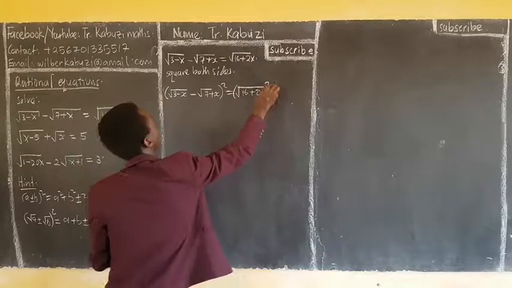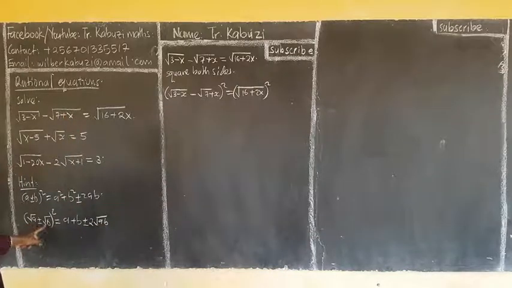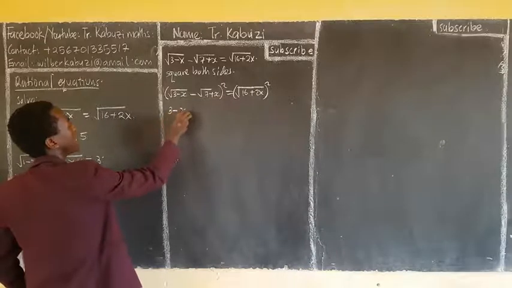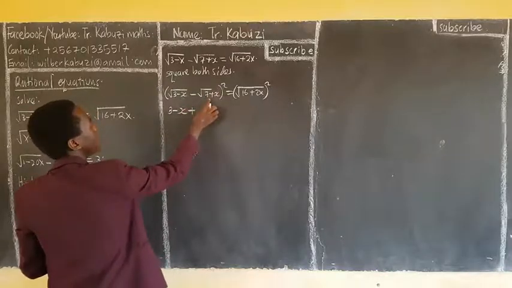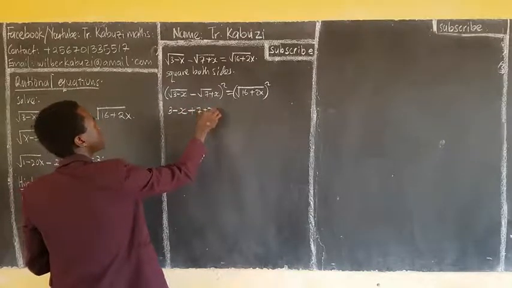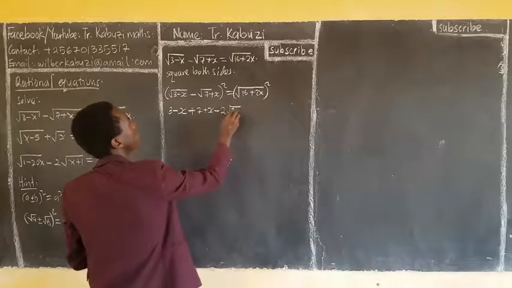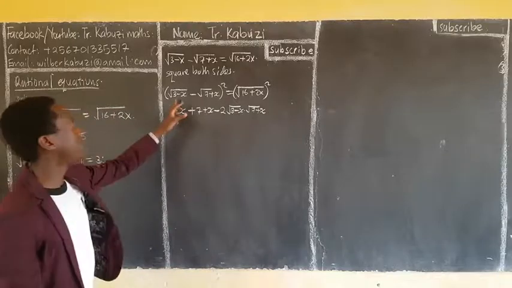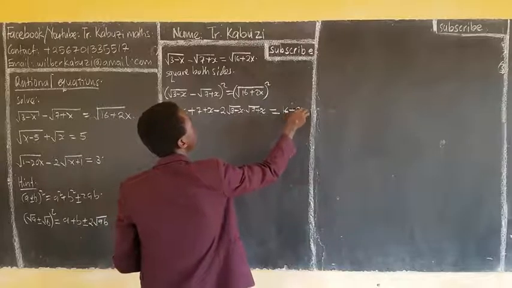So I square both sides. If I square both sides now, you see that the case we are having is when we have a root and a negative, so it's going to be negative. When I square this, I'll have 3 minus x. This is my a, this is my b. Then when you square a negative, you get a positive. When you square this, you get rid of the root, so plus x. Then minus 2, then I multiply this and this. I'll have the root of 3 minus x times the root of 7 plus x.